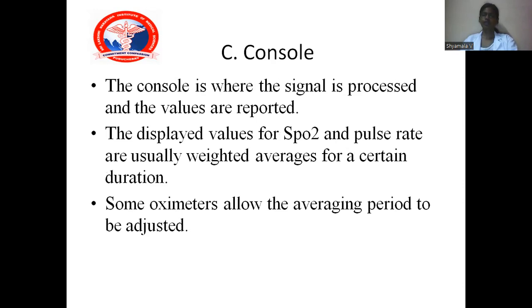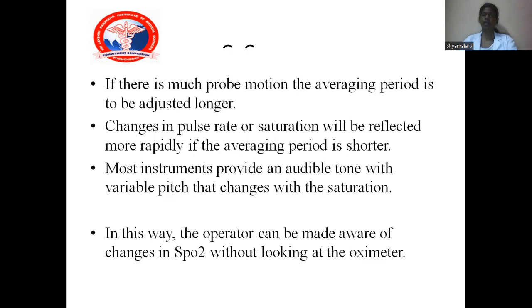The displayed values for SpO2 and pulse rate are usually weighted averages for a certain duration. It allows the averaging period to be adjusted. Changes in the pulse rate and oxygen saturation will be displayed more rapidly if the averaging time is shorter. And if there is much more probe motion, the averaging period could be adjusted longer. Most instruments provide an audible tone with variable pitch that changes with saturation, which allows the anesthetic provider to be made aware of changes in oxygen saturation without looking at the oximeter.